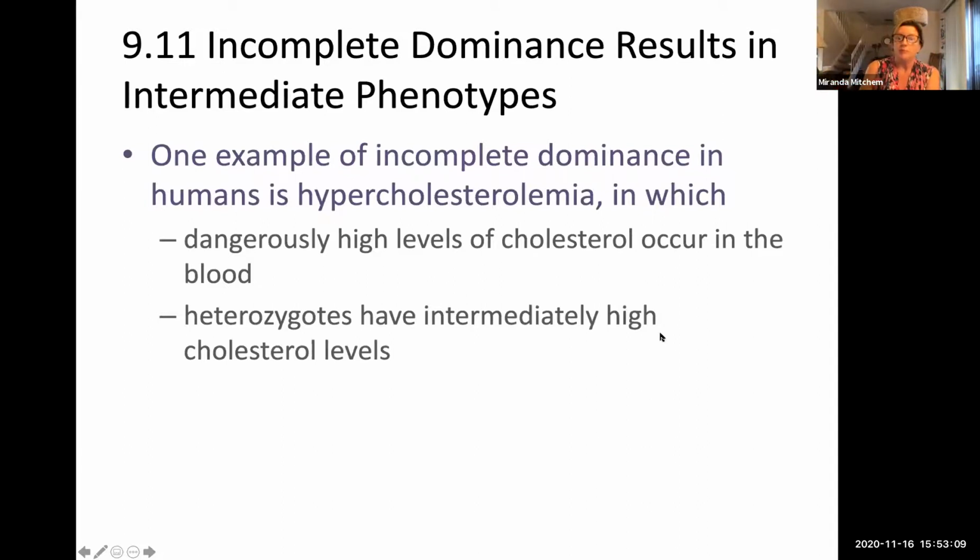Okay, so an example of incomplete dominance in humans is with this genetically linked elevated cholesterol, which is hypercholesterolemia. This condition can be associated with quite dangerous levels of cholesterol in the blood. And interestingly, heterozygotes have intermediate cholesterol. So that tells us that it is an incomplete dominant pattern here, because if it was dominant, the heterozygote would be the same as the homozygous dominant, but it's not. Think of the white flowers mating with the red flowers to give us pink. So here's our pink. The heterozygotes have an intermediately high cholesterol, where recessive people wouldn't have it, and homozygous dominant people have even higher. So that is the incomplete pattern of dominance.